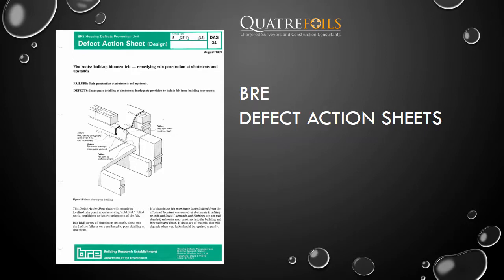A superb resource that I can't speak highly enough of is the Building Research Establishment defect action sheets that look at defects that buildings suffer and then show you the various causes and remedies. Here you can see defect action sheet 34, which looks exactly at what we were talking about, splits in the felted material at abutments, and also here it's looking at the positioning of any cavity trays. Now these are out of print at the moment, but you can still find them if you look around on eBay.